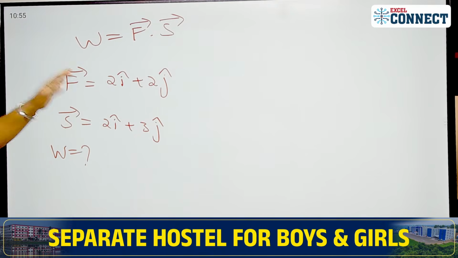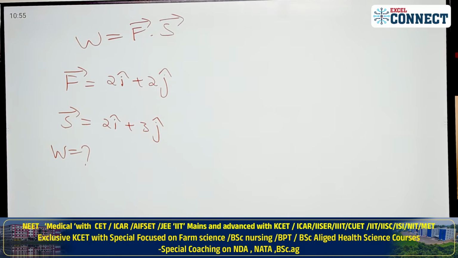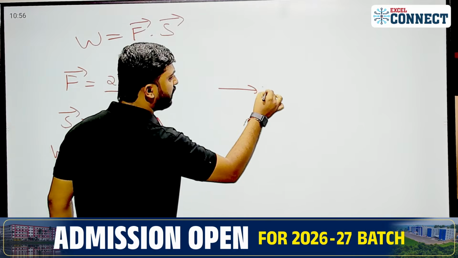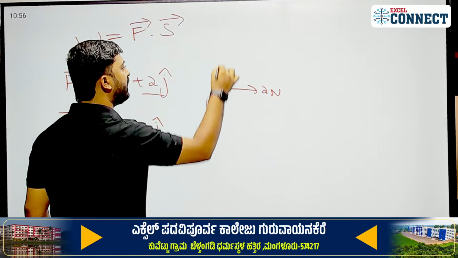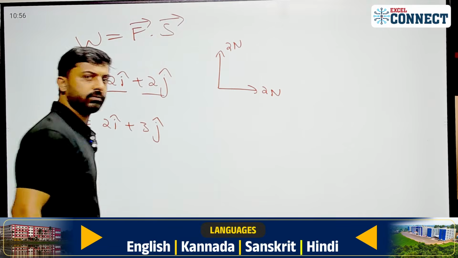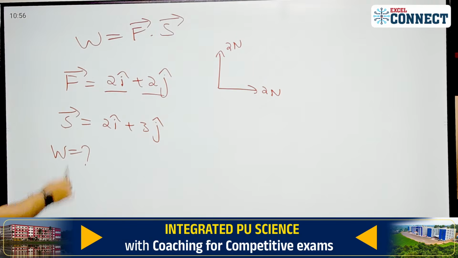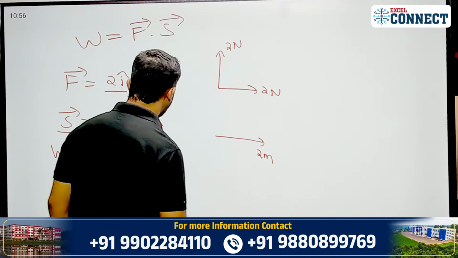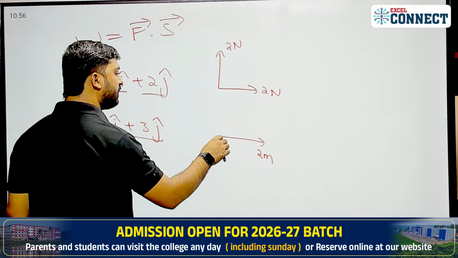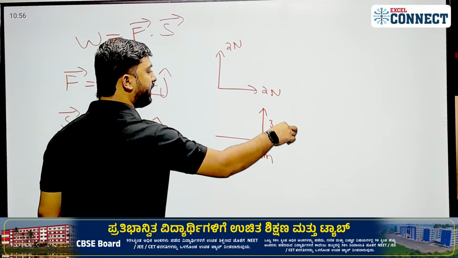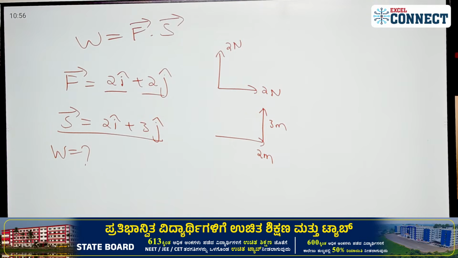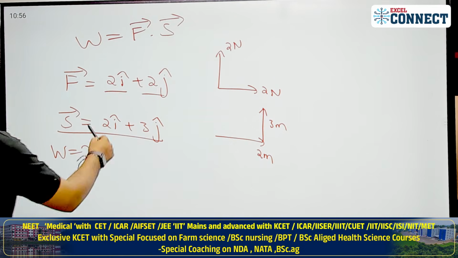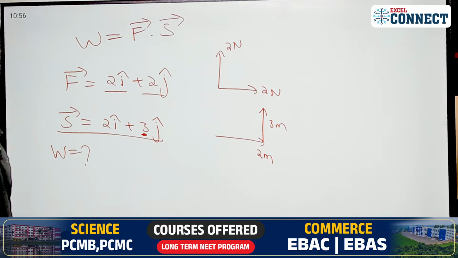What is the meaning of this? Force is equal to 2i plus 2j. It means a 2 Newton force is acting in the x axis and a 2 Newton force is acting in the y axis. Here displacement is 2i plus 3j, which means the body moves 2 meters in the x axis and 3 meters in the y axis.